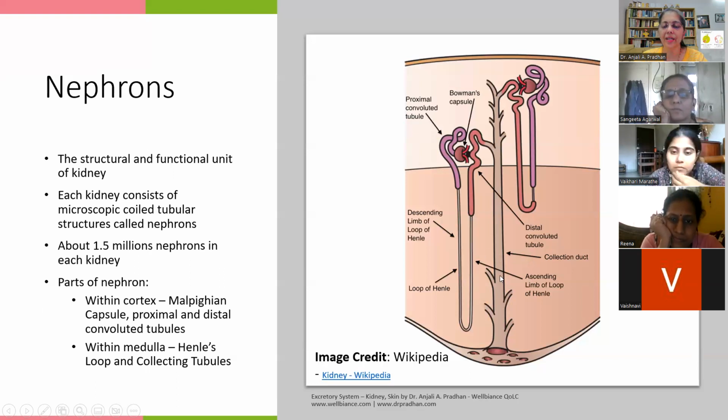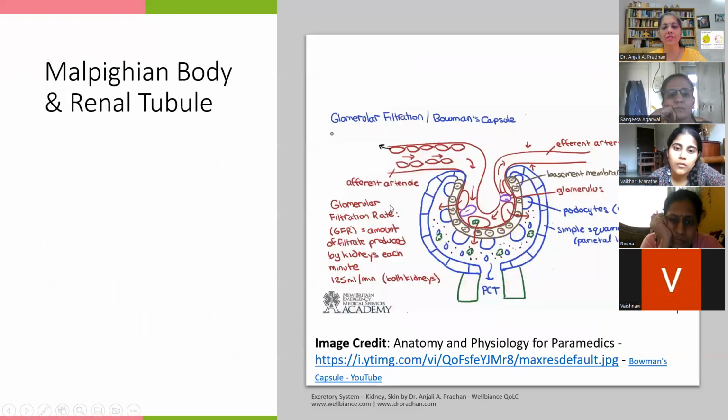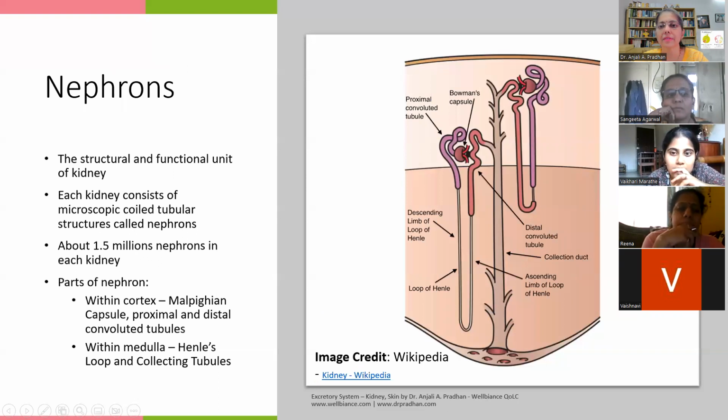Collecting tubules have to come down. Through the papilla, they have to enter the minor calyx, major calyx, and then the renal pelvis. The urine has to take this route. So these collecting tubules are in the medulla. Now we'll see this part in detail.